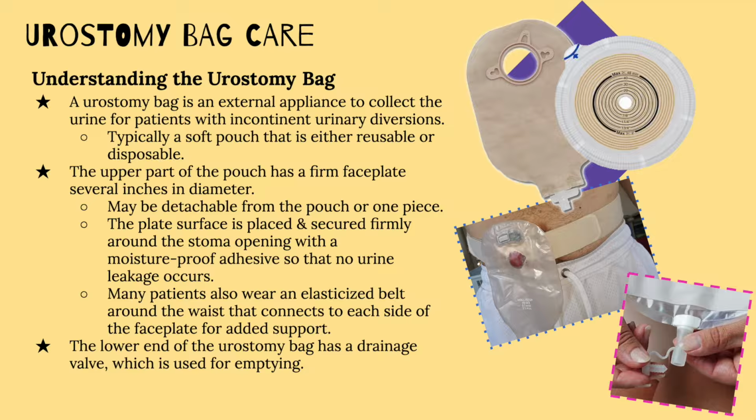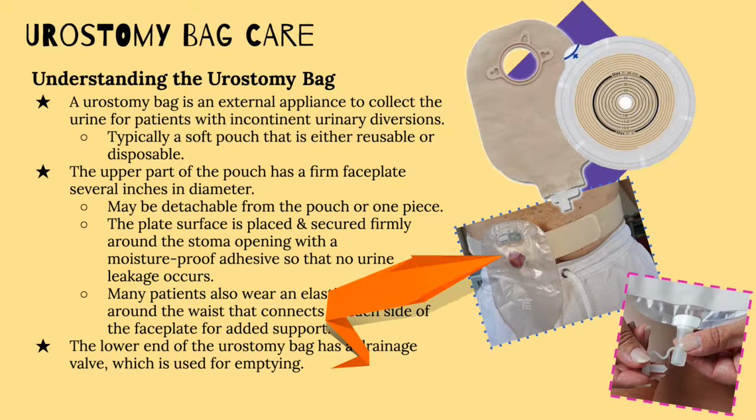So what we do is we measure the stoma and then cut the opening along the circular lines in the back of the pouch. This ensures that the urostomy bag fits the patient's stoma precisely, because stoma sizes can vary depending on the patient. Also, some base plates can be detached from the pouch. This is called a two-piece system, while other urostomy bags may be one-piece appliances. The faceplate sticks firmly around the stoma using a moisture-proof adhesive to prevent the urine from leaking out.